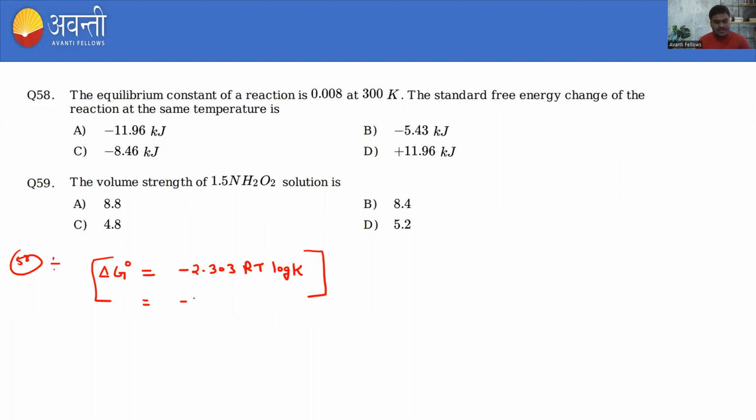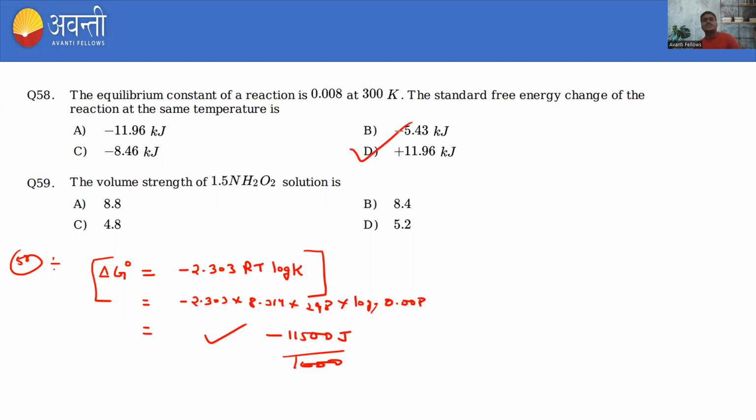So just put the values here. 2.303 here. What is the value of R? That is 8.314. What is the temperature? 298. What is the value of K? That is 0.008. So just solve this value. You'll get the answer like minus 11,500 joule. But in kilojoule, divide by 1000. So 11.5. Which one is correct? That is D. So this one is the correct answer. We need the positive value. So this is absolutely the correct answer.